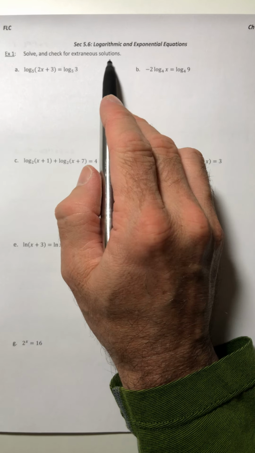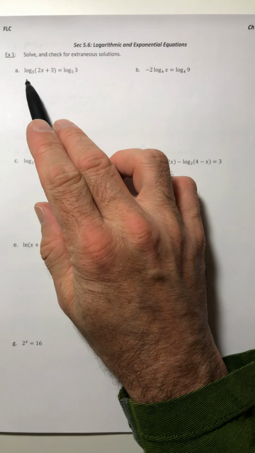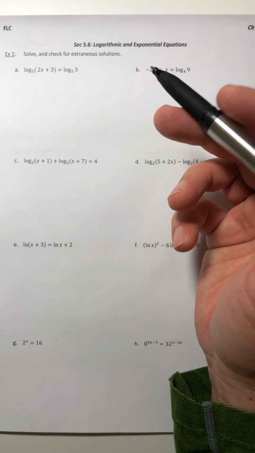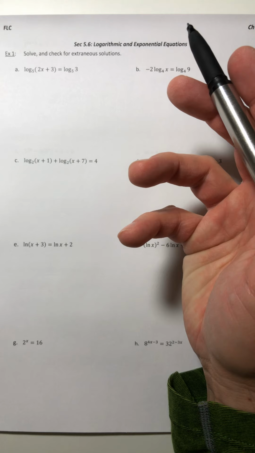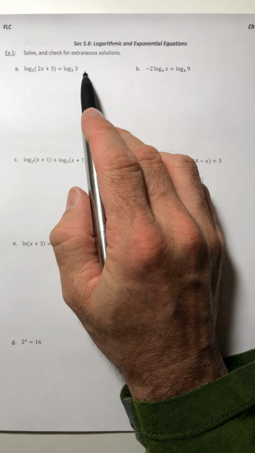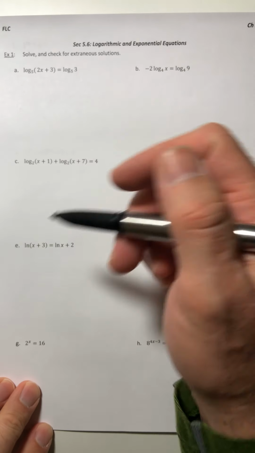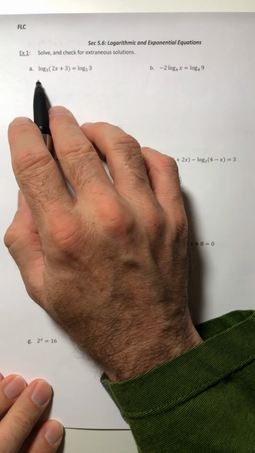Now the extraneous solutions are really only going to occur with the logarithms, because with the exponentials you can usually plug whatever you want into them. The domain was typically all reals, but not for the logs. So we're going to have to check those when we come to them. All right, so this one's just going to be kind of easy.